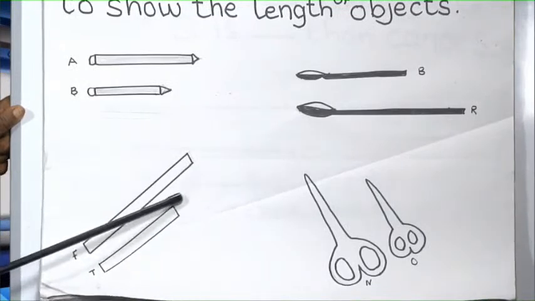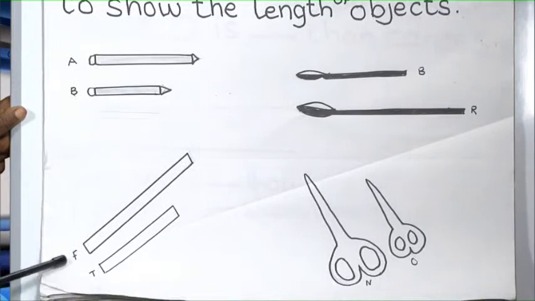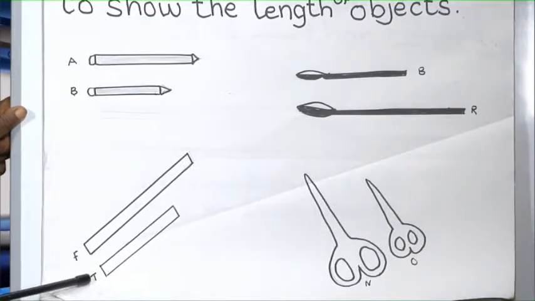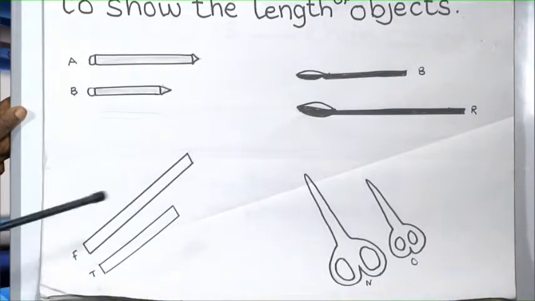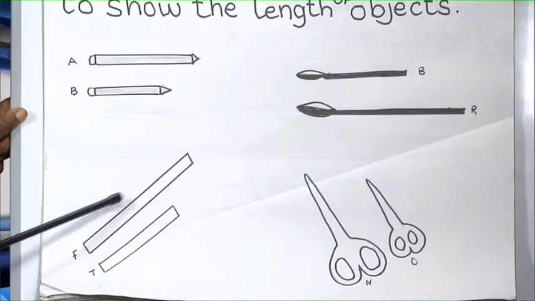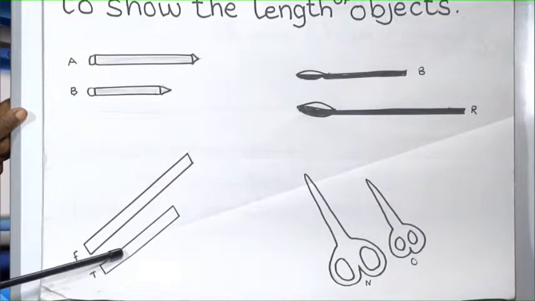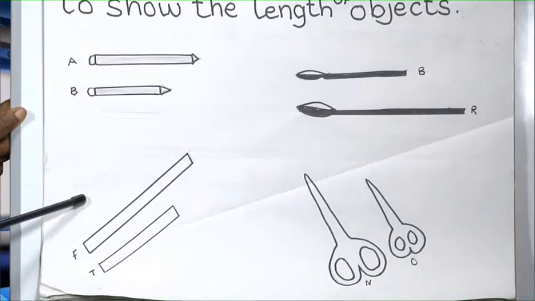Let's go to our strips here. We have F and T. Good. F is longer than what? T. And what is T? T is shorter than F.